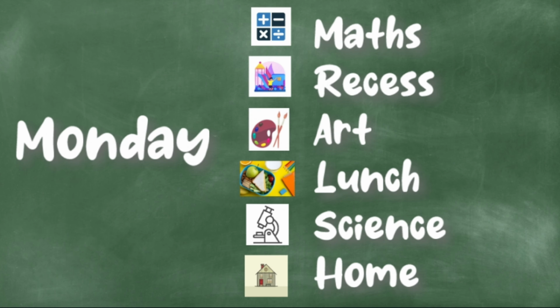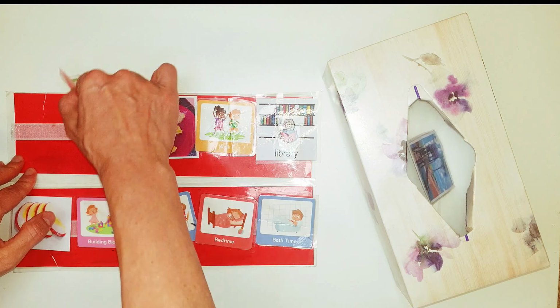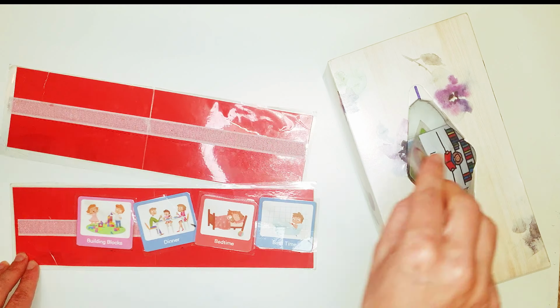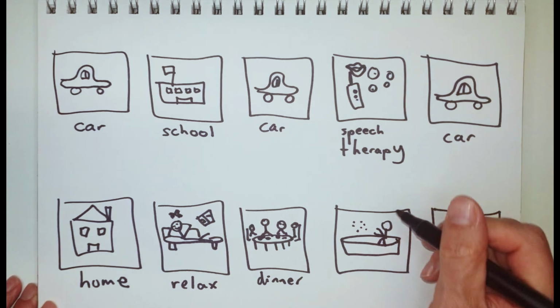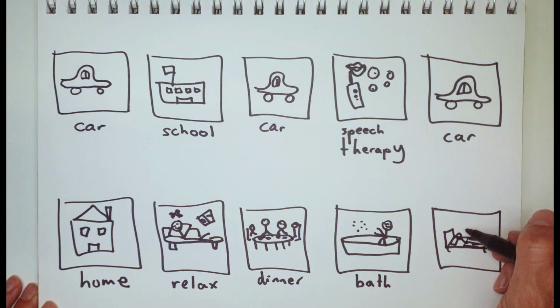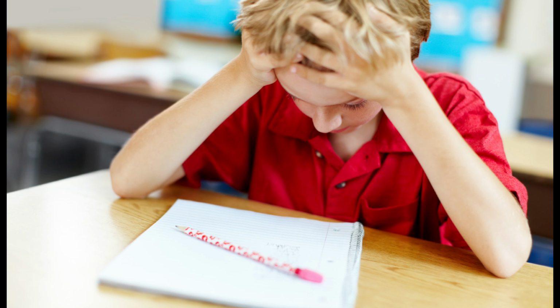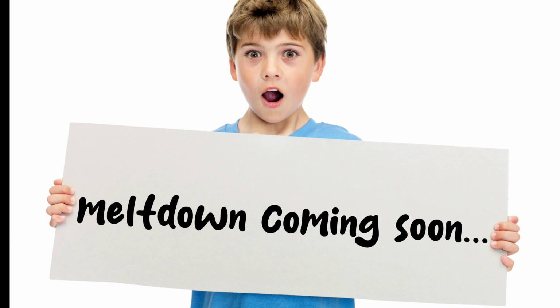Using a visual timetable on a daily basis can help alleviate the anxiety and resulting challenging behaviours that autistic people can experience and exhibit in association with sudden changes to routine and when there is a lack of structure.